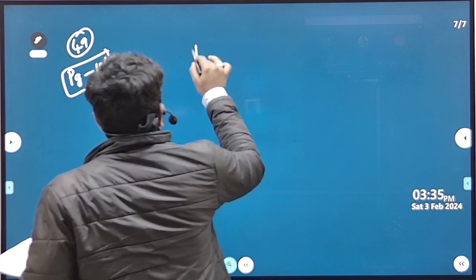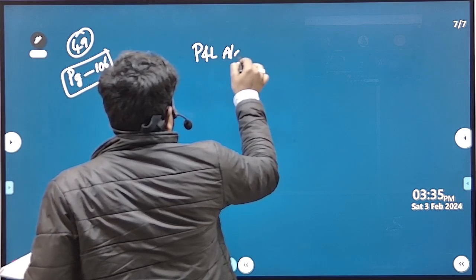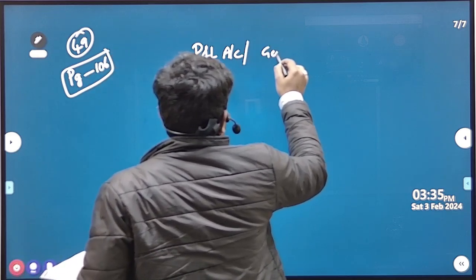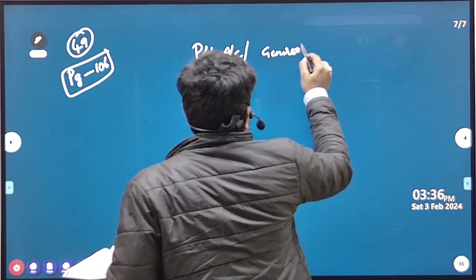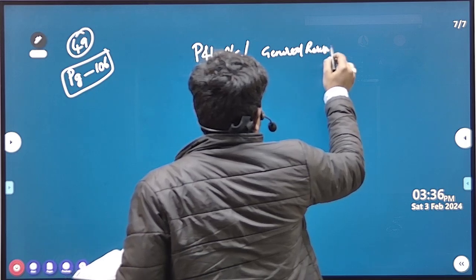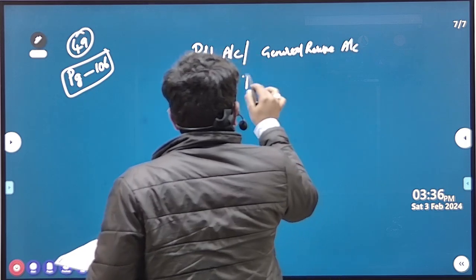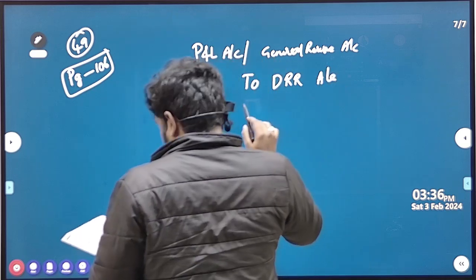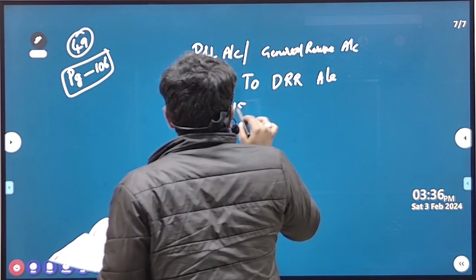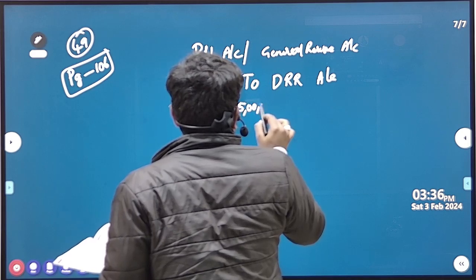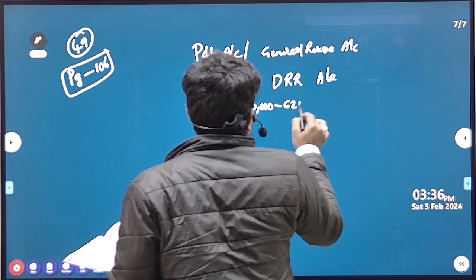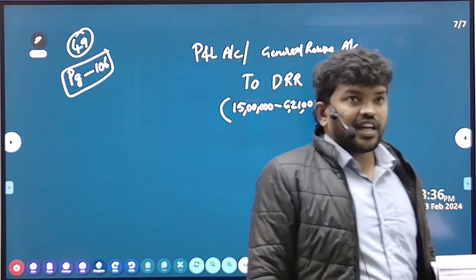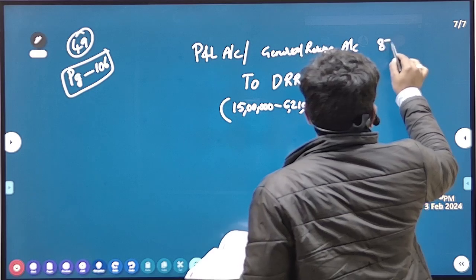Clear? Now what is the first entry? You can take P&L account debit or any general reserve account. General reserve account debit to DRR. How much? 15 lakhs minus 6,21,000. How much is the balance amount? 8,79,000. Haan, very good. 8,79,000.